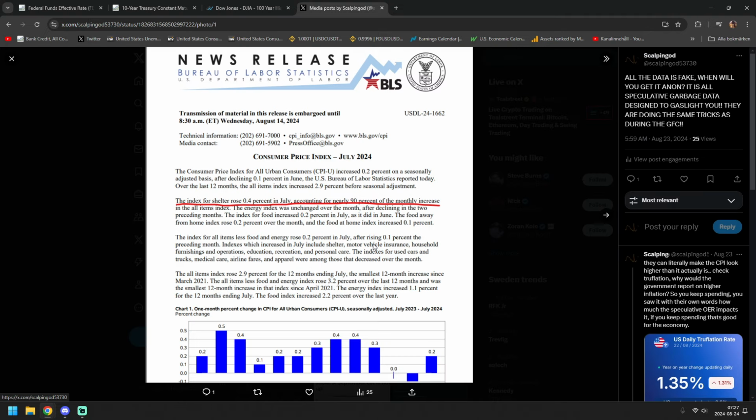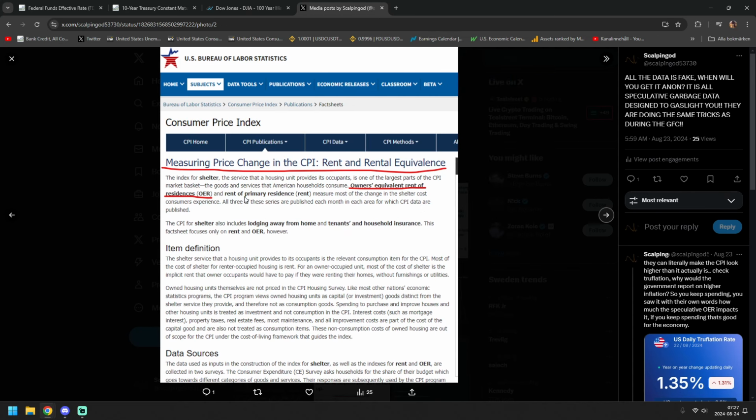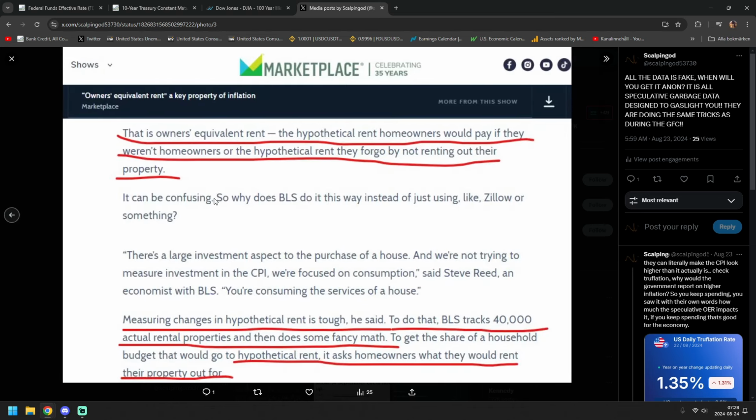Here's another problem with the CPI calculation. What does it say here? The index for shelter, I went to the BLS report and I read it. The index for shelter rose 0.4% in July, accounting for nearly 90% of the monthly increase. Well, what is contributing towards the shelter increase? It's owner's equivalent rent. You can see it here, measuring price change in the CPI rent and rental equivalents. Is one of the largest parts of the CPI market basket. It used to be 24%, now it's 36%.